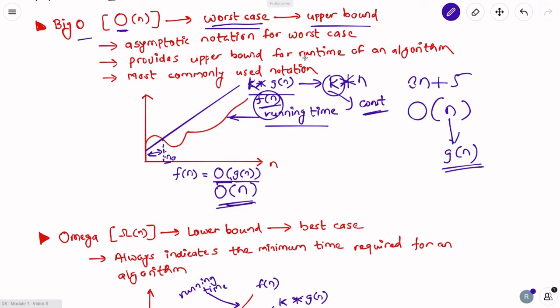As we go ahead and explore some of the sample codes that I have created, and as we analyze the asymptotic analysis, or write the time complexity in terms of asymptotic notation, you will understand this notation much better. So let's go ahead and explore the next notation.